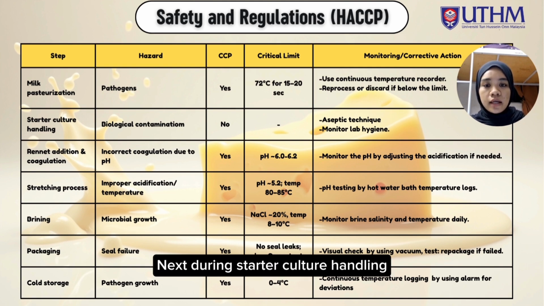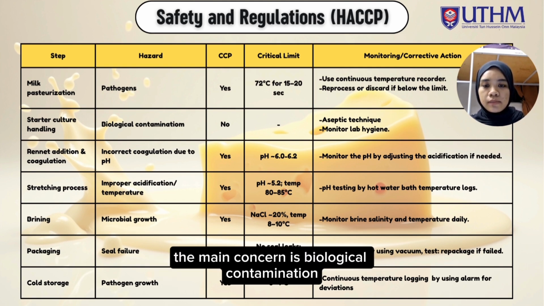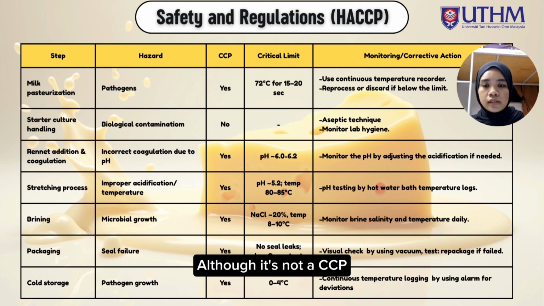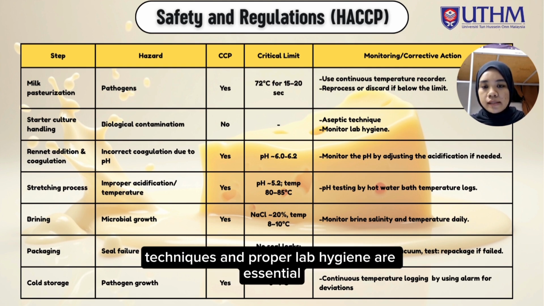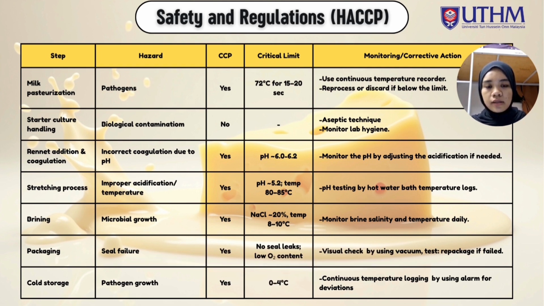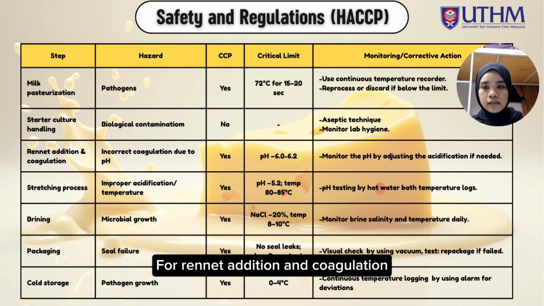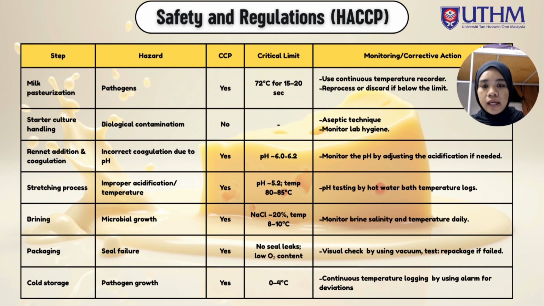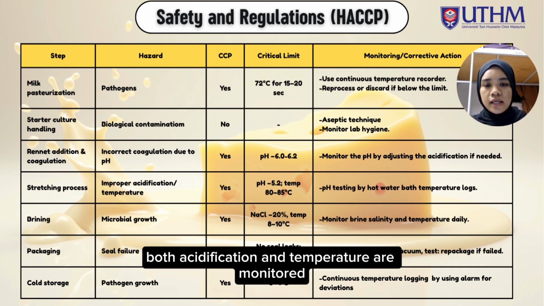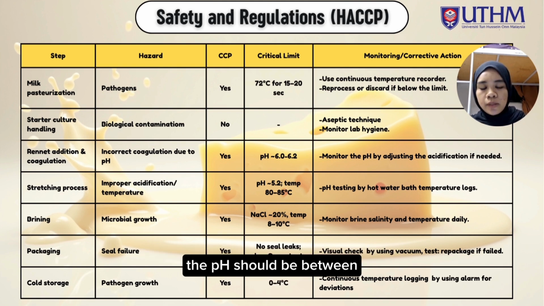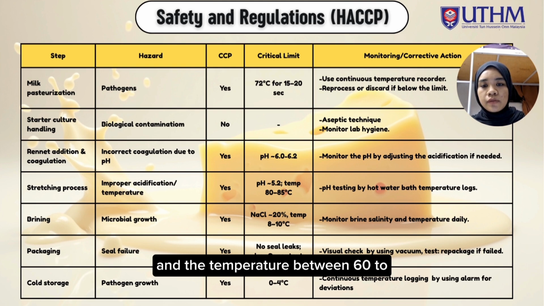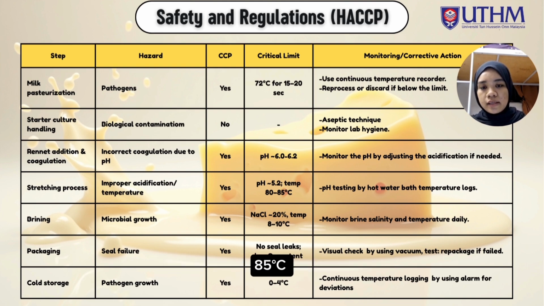Next, during starter culture handling, the main concern is biological contamination. Although it's not a CCP, aseptic techniques and proper lab hygiene are essential. For rennet addition and coagulation, pH must be between 6.0 and 6.2 to avoid improper coagulation. pH adjustments are made as needed. In the stretching process, both acidification and temperature are monitored. The pH should be between 5.0 and 5.2, and the temperature between 60 and 85 degrees Celsius.